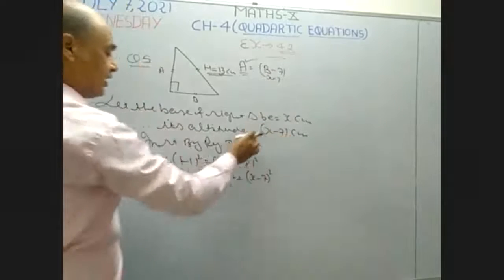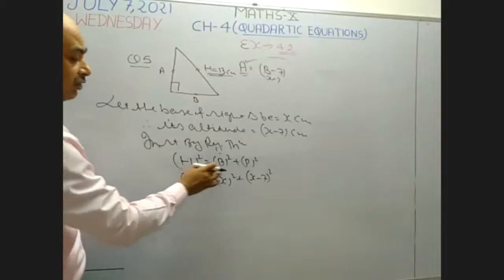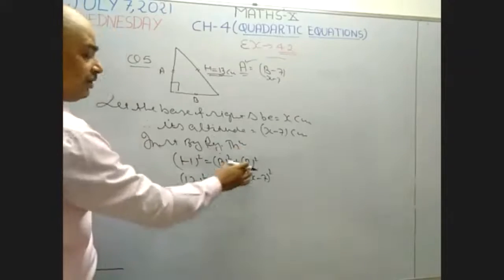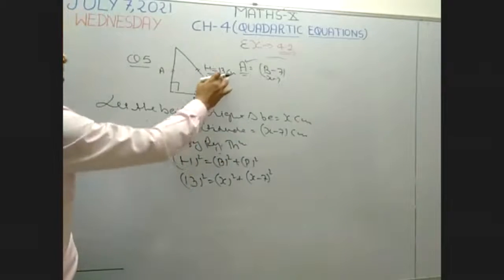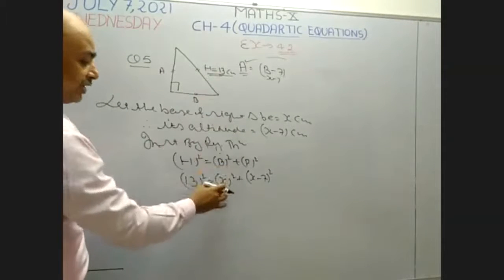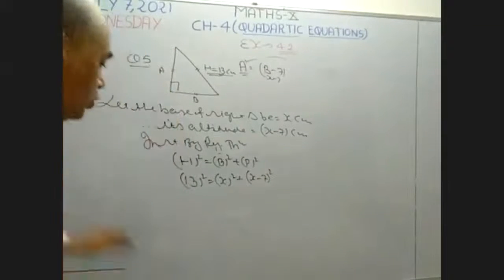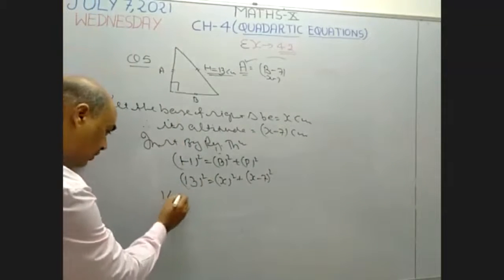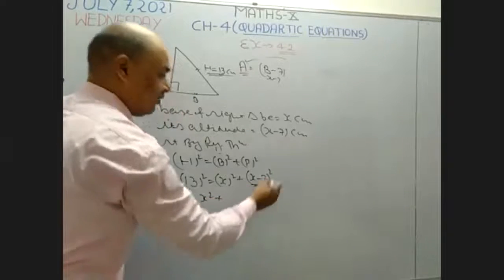Okay. After writing this, I want to use the Pythagoras theorem. What is the Pythagoras theorem? Hypotenuse square equals base square plus p square. P means altitude. Perpendicular and altitude have the same meaning. Hypotenuse is given 13 centimeter. Base I suppose x, and altitude I found x minus 7. Now I want to solve. So 13 square is 169. x square is x square. Again I want to use one identity. Which identity?